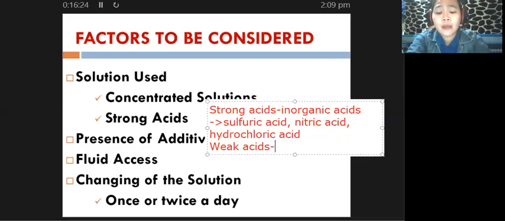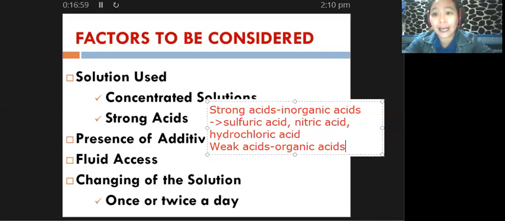Okay, so anyway, your weak acids are usually organic acids. They are referred to as weak acids because they do not dissociate completely. For example, if we consider formic acid, it will not dissociate completely into hydrogen ions. Yes, some of your hydrogen ions will dissociate, but not completely. And so they are referred to as your weak acids.